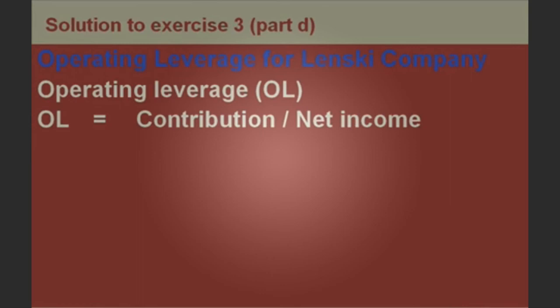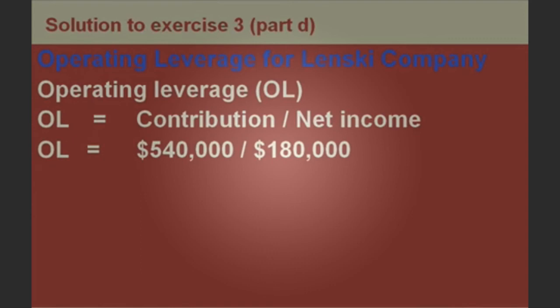How do you figure out operating leverage? Well, there's a formula. The operating leverage for Lenski Company, the formula is operating leverage is contribution over net income. I do want to emphasize there are different formulae for operating leverage, but this is the most popular. Even the Wall Street Journal, when they talk about operating leverage, they use this formula. So even if you see different formulas, don't worry, this is the most common formula.